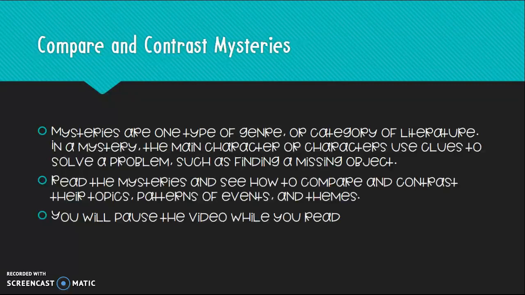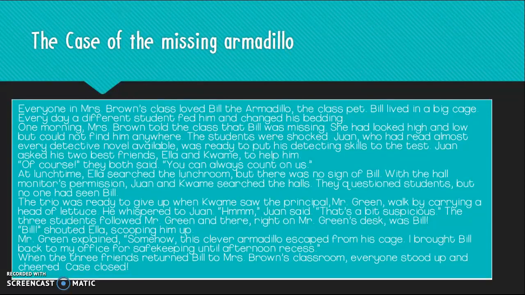On the next slide, you're going to see that there is a mystery. And then you'll go to the next slide and you'll read another mystery. And we're going to look at how their topics, patterns of events, and themes are related. So when it goes to the next slide, then you'll need to pause the video so that you can read that story. So this is the first one, The Case of the Missing Armadillo. Take a minute, read over it, and make sure you pause the video so that it gives you enough time to read over this first passage.